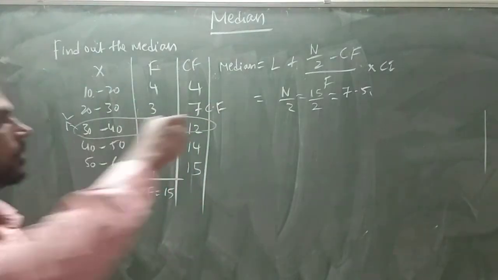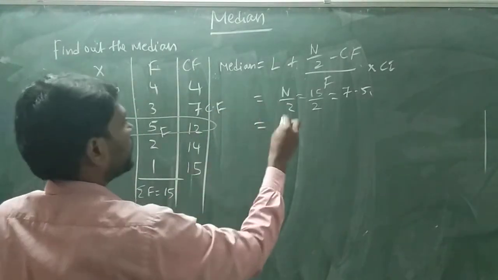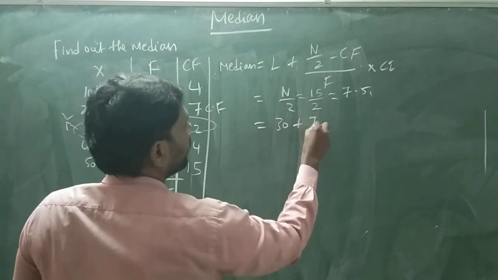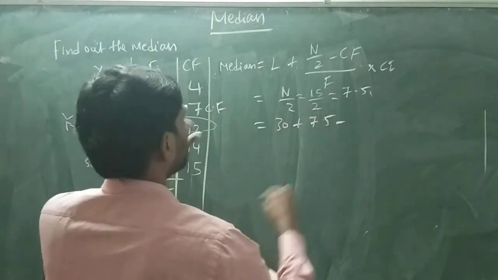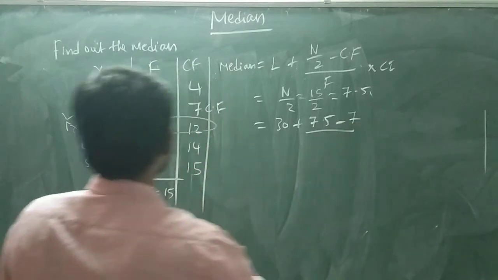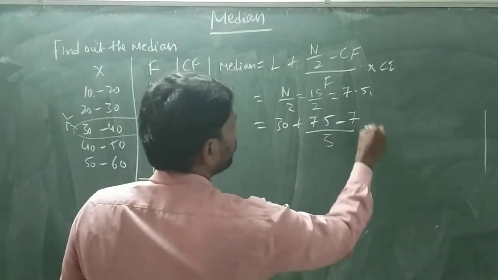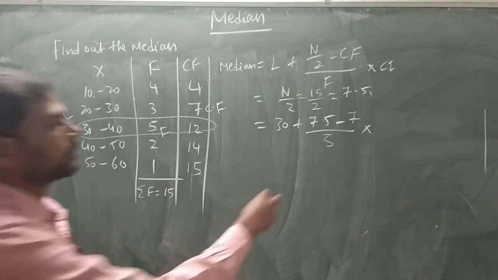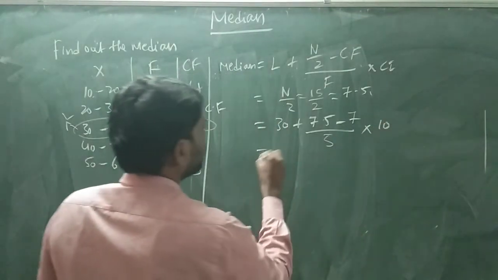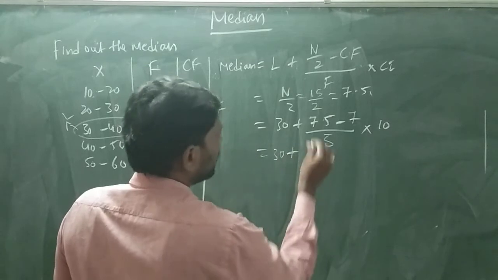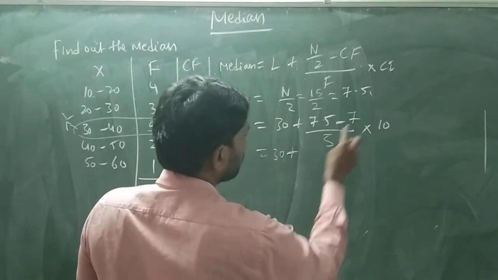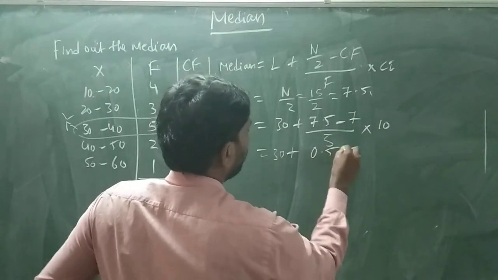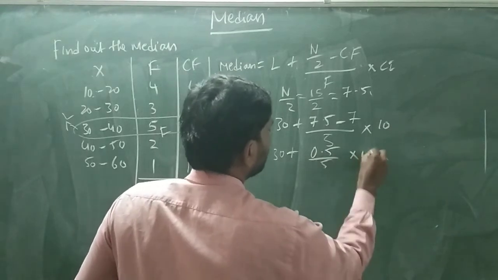Okay, so now apply the formula. L is 30, so 30 plus (7.5 minus Cf, which is 7) divided by frequency 5, into the class interval. Class interval is the difference, 10. So 30 plus 7.5 minus 7 is 0.5, divided by 5, into 10.